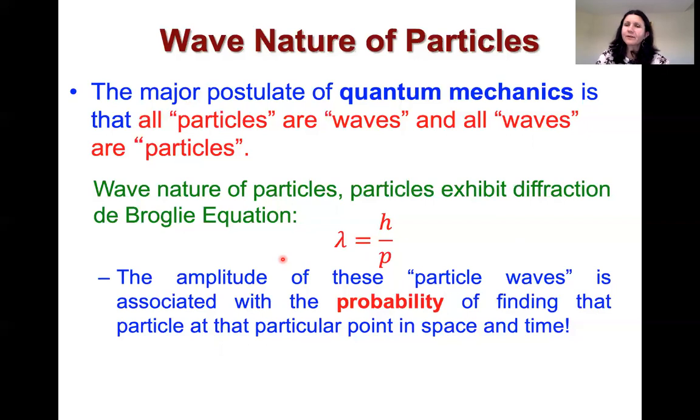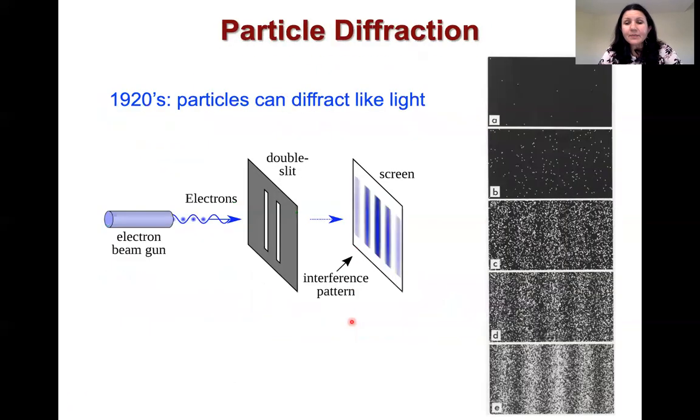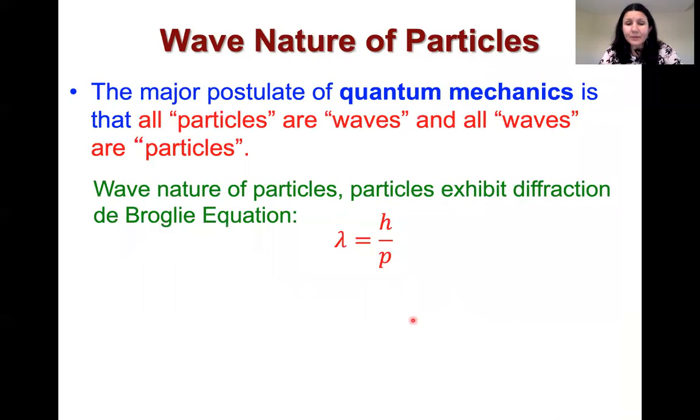What does it mean for a particle to have amplitude? Or for this particle wave? Well, this amplitude for a particle is now associated with the probability of finding that particle at a particular point in space and time. So if we go back to this experiment for a second, what this basically told us is that the particles, these electrons, had a very high probability of ending up where the bright spots are and a pretty low probability of ending up in the middle.